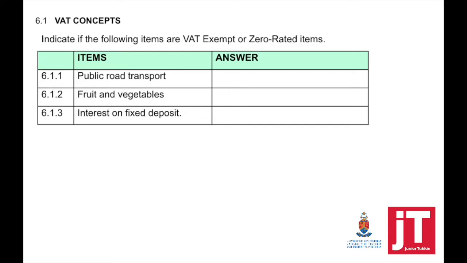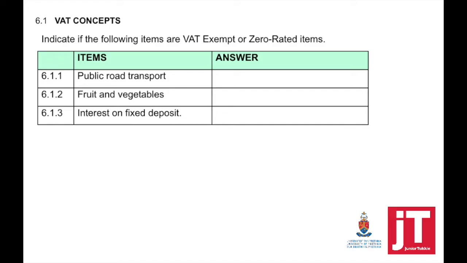Indicate if the following items are VAT exempt or zero rated items. Again, it's important that you make sure that you study your theory. These are easy marks to get in an exam. You should know what it means when we say VAT exempt and zero rated items, and what will be regarded as VAT exempted and zero rated items.